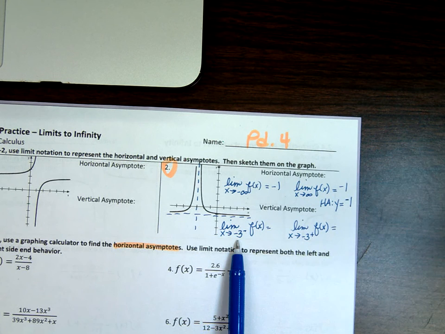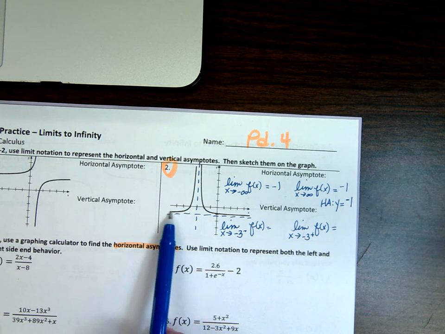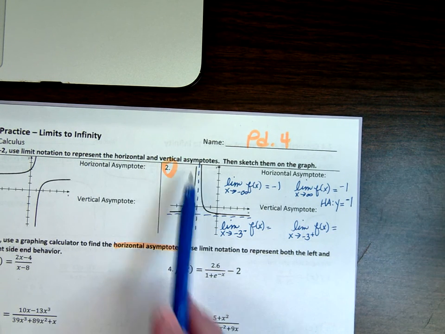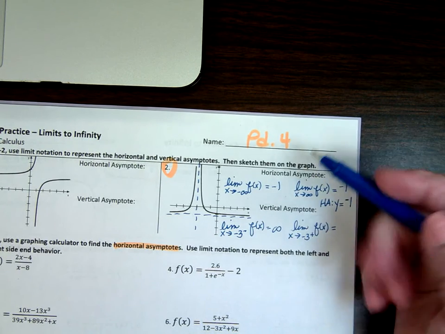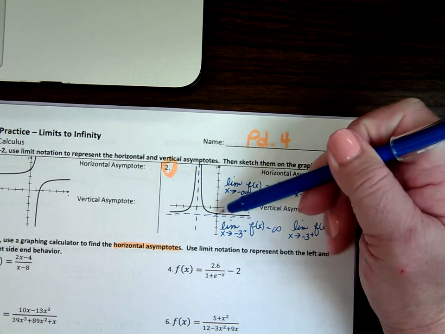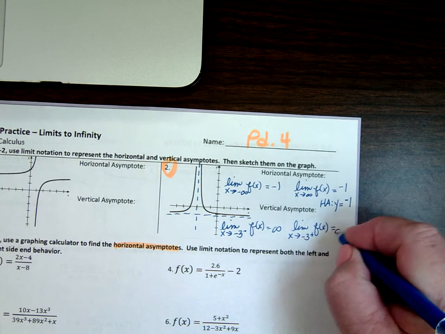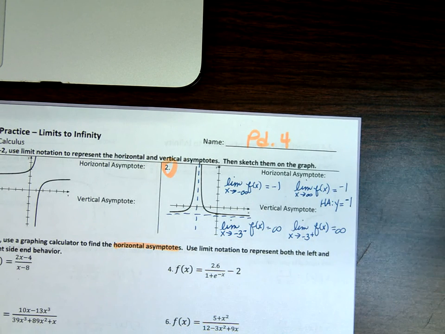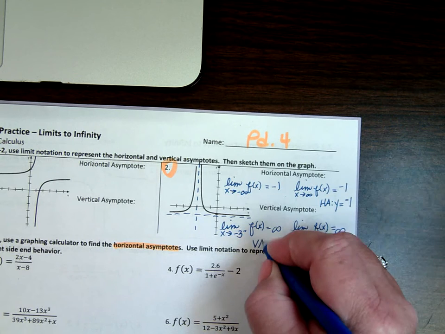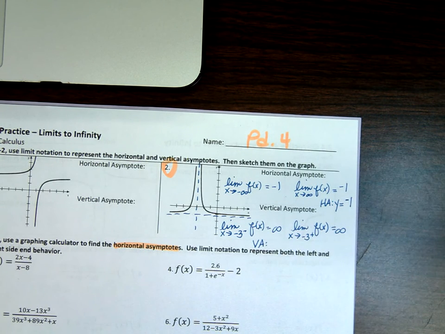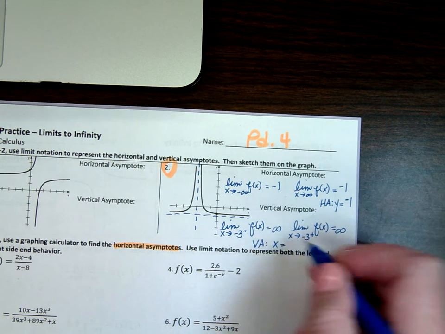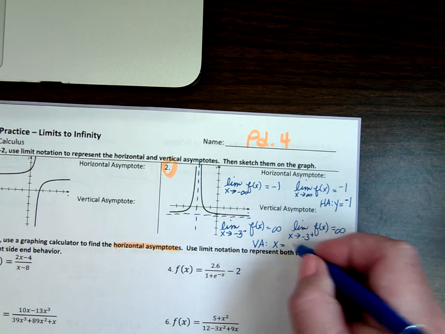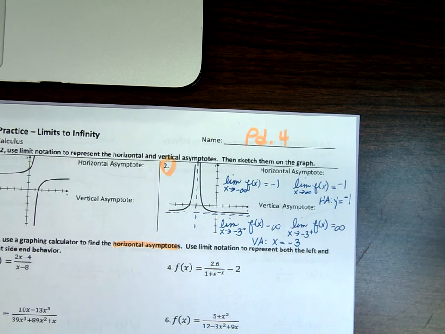So let's answer the question. If I go toward -3 from the left, I'm tracing it over here and I'm going towards positive infinity. That's my answer for this. If I'm going towards -3 from the right, I'm going towards positive infinity. I get answers of infinity, which verifies that I really do have a vertical asymptote. And my vertical asymptote is x equals whatever number you're approaching. So in our case, x equals -3. So that's all the stuff you need to write for using limit notation to represent your horizontal and vertical asymptotes. I know it's a lot of writing, it's a lot of notation.